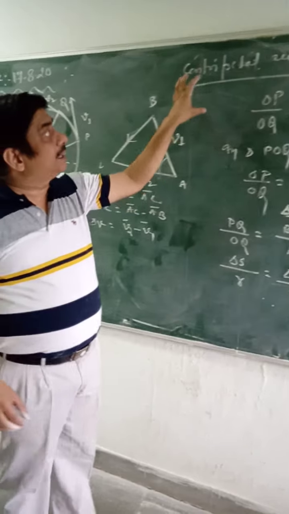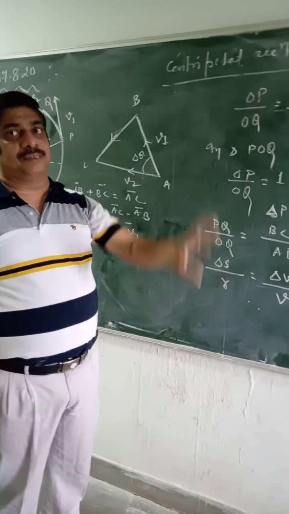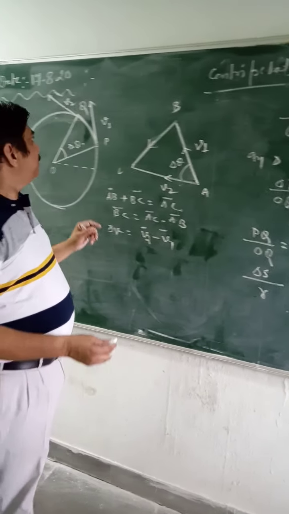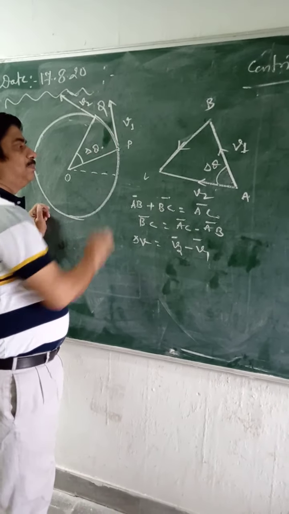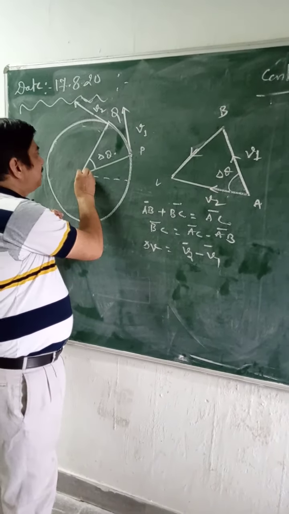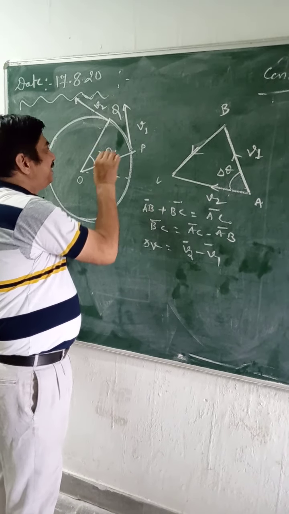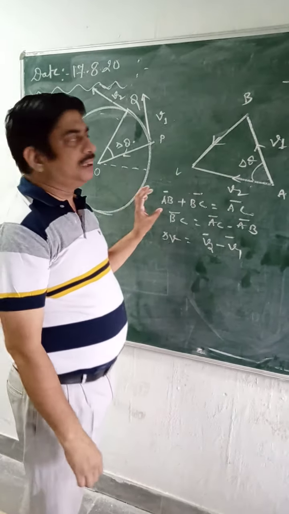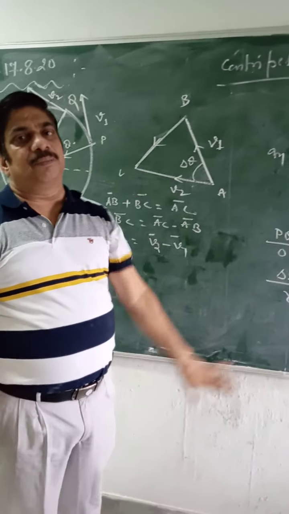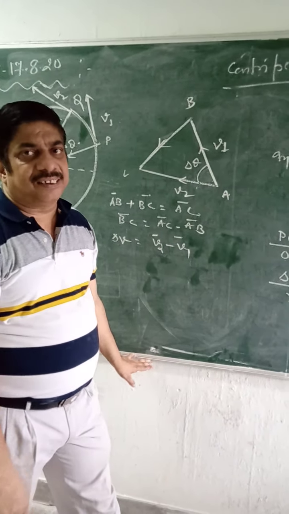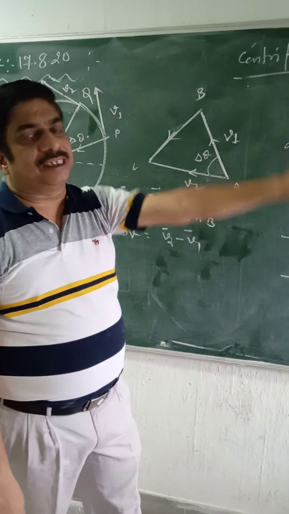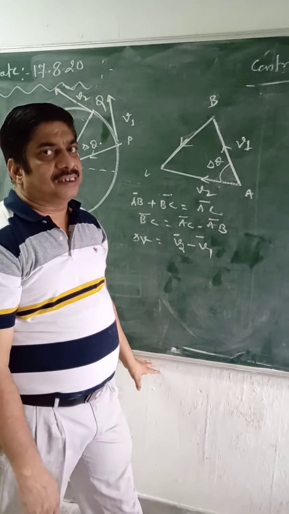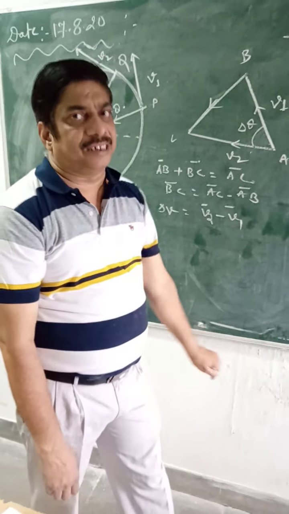Now what is the direction of the centripetal force? As we know, this is the direction of the centripetal acceleration, meaning it is towards the center. Why is it towards the center? Because the angle between the tangent and the radius is 90 degrees. So the direction of centripetal acceleration is towards the center.